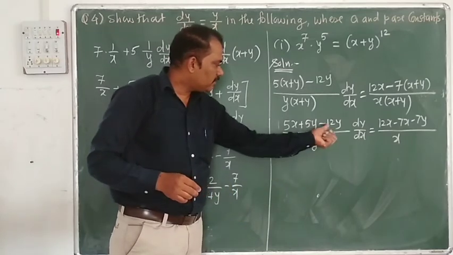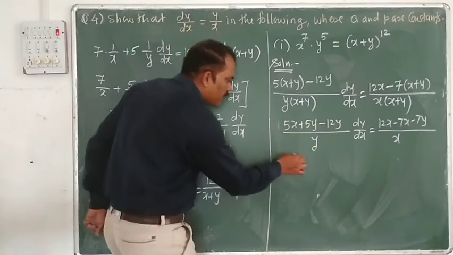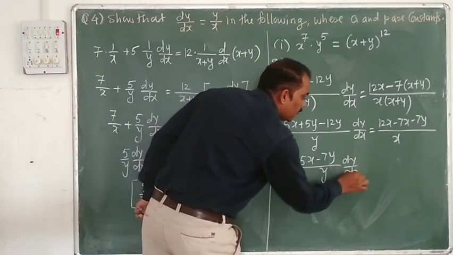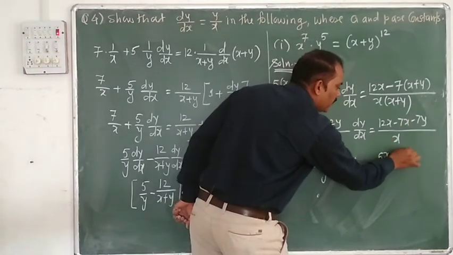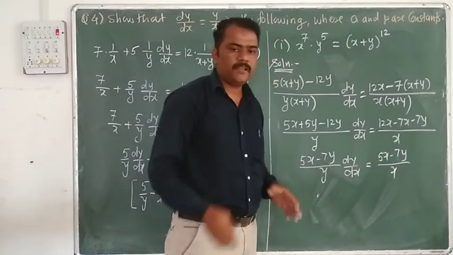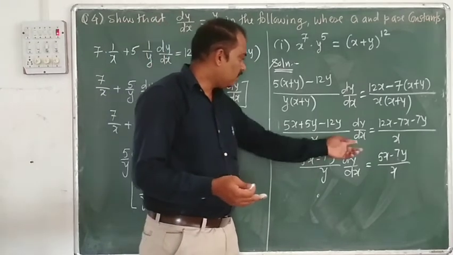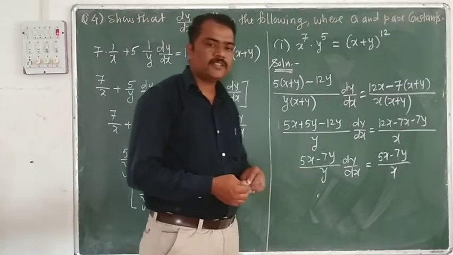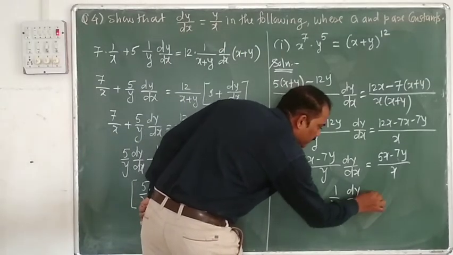Here we have to see that 5y minus 12y is nothing but minus 7y. So that 5x minus 7y divided by y into dy by dx is equal to 12x minus 7x, which is nothing but 5x minus 7y divided by x. So that 5x minus 7y, the term on both sides, is the same. The factor 5x minus 7y is the same, so that this factor 5x minus 7y gets cancelled. So that 1 upon y dy by dx is equal to 1 upon x.